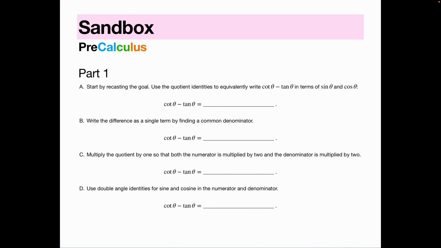Very good. Now look in the top and the bottom, and you want to multiply each by 2. The effect here is that you're going to be multiplying the entire quotient by 1. Important point there is that you don't change the value. Next, now that we've multiplied the top and bottom by 2, you can look at the denominator and note that you have a double angle identity for sine. And then in the top, you'll have a double angle identity for cosine. Be careful to leave the 2 out in front.